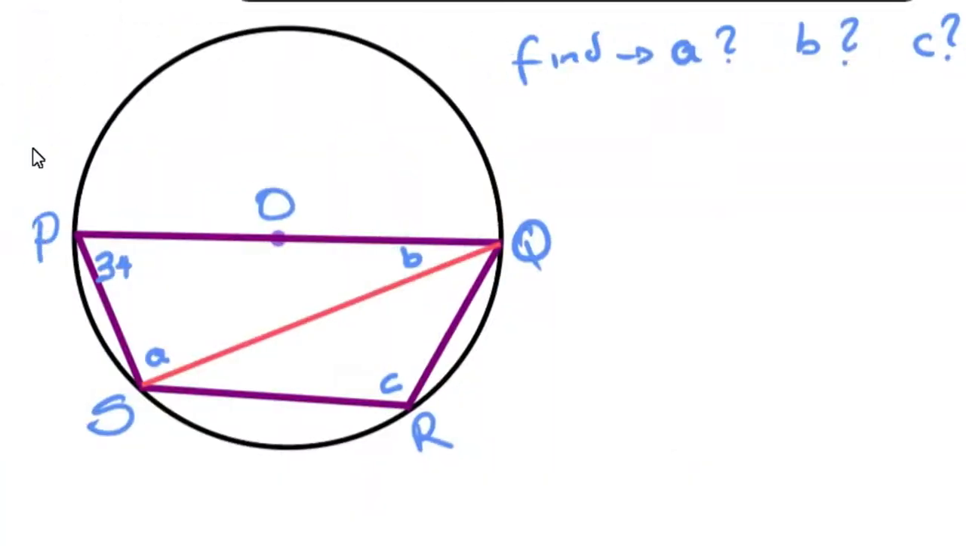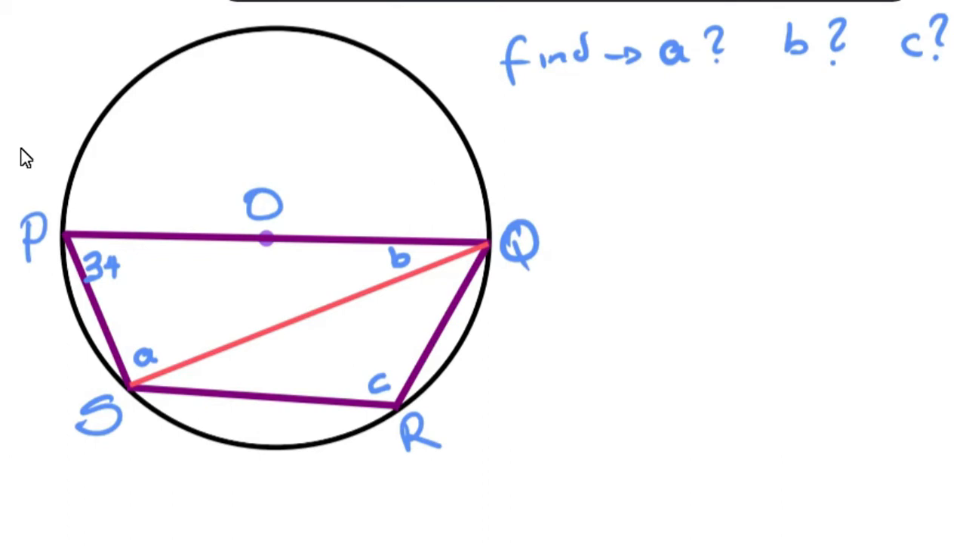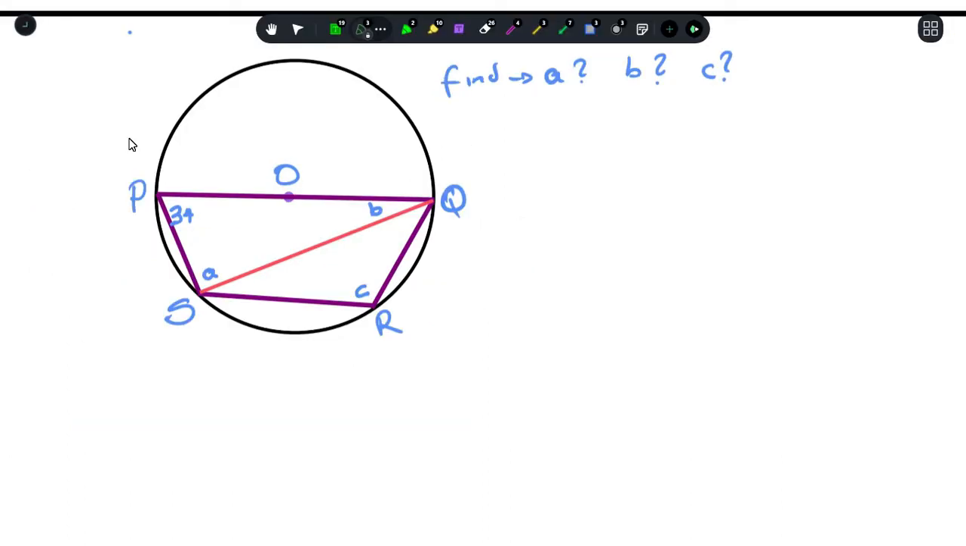And that's the proof. Now let us do an example using this proof to answer questions involving opposite angles of a cyclic quadrilateral being supplementary. This question wants us to find A, B, and C. We're going to use the concept of opposite angles of a cyclic quadrilateral to help us get our answers. But first, let's start with A.